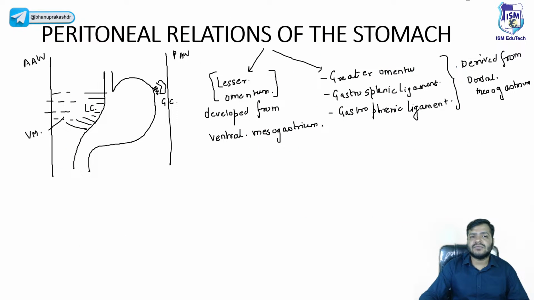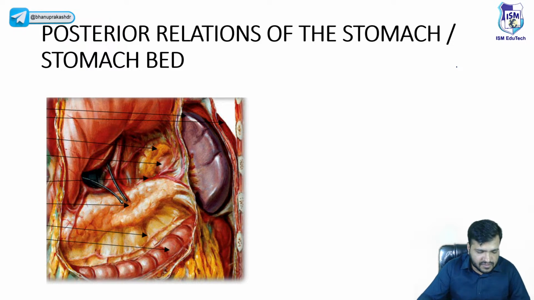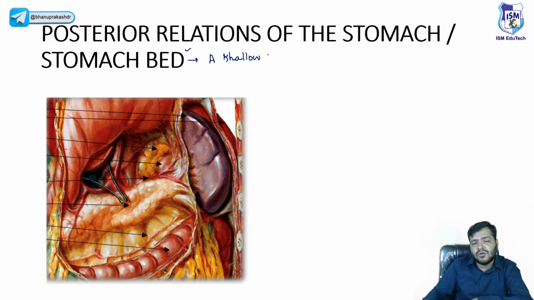So I hope the visceral relations are clear. Peritoneal done, visceral done. Coming on to the posterior relations of the stomach, or the stomach bed. You guys are very well aware that you have to remember this with the help of a mnemonic. Let us first understand: when I say posterior relation, मतलब stomach के पीछे क्या क्या present है, that is a structure which is called the stomach bed. When I say stomach bed, beta, remember it is a shallow fossa.